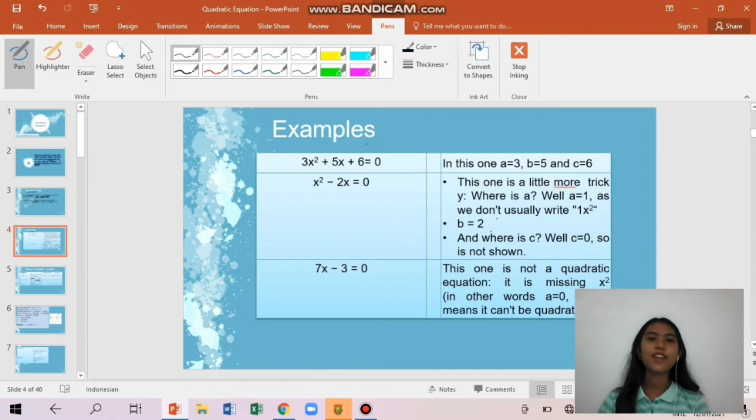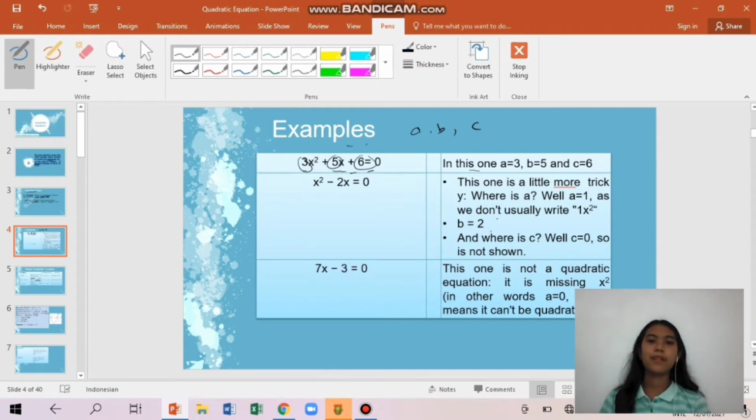So next we are going to the examples. First, knowing the difference between a, b, and c. Example number 1: 3x squared plus 5x plus 6 equals 0. In this one, a is 3, b is 5, and c is 6.